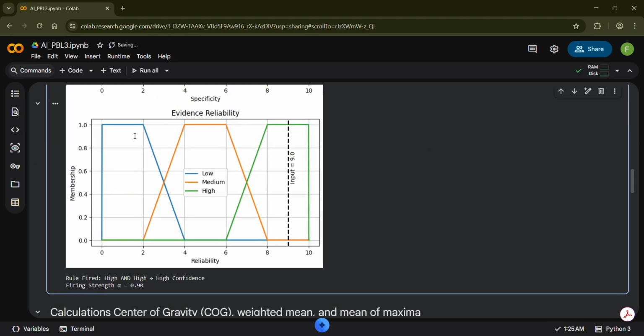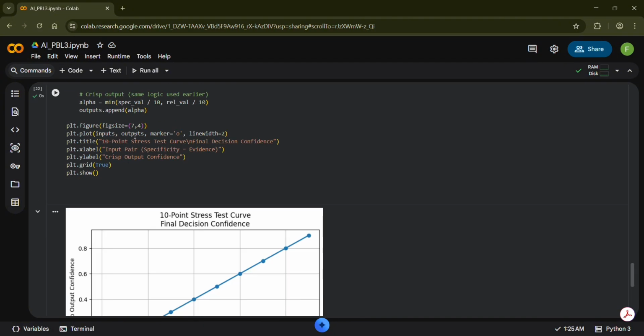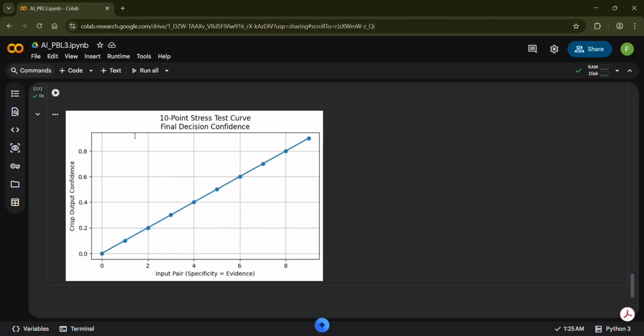So after modifying one membership function parameter and rerunning the same 10 inputs, the output curve remains unchanged. So this confirms that the system is insensitive to membership function tuning under the current rule and firing design. This occurs because the firing strength is calculated directly from the crisp input values rather than from the membership degrees. So as a result, the membership functions do not significantly influence the confidence output.